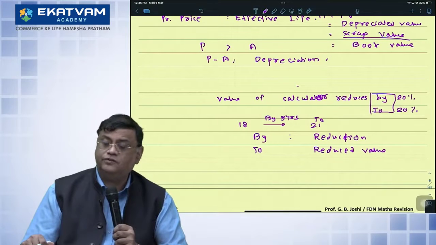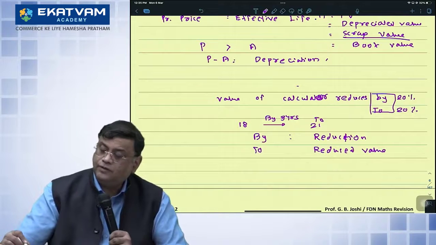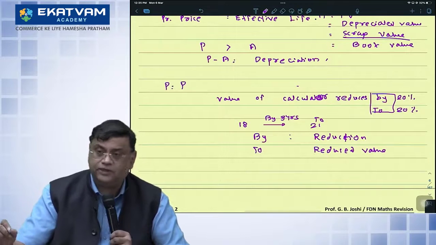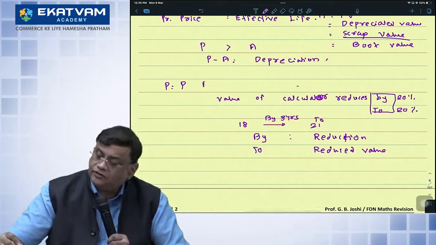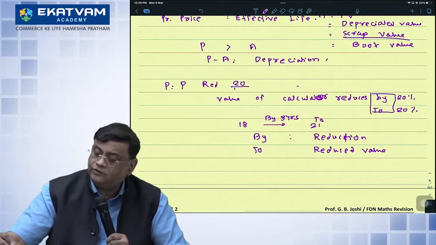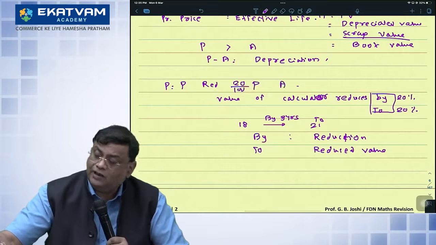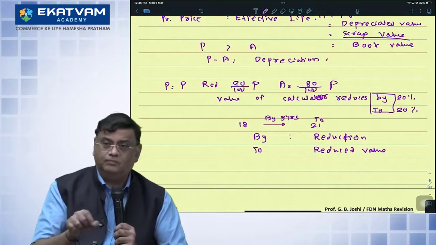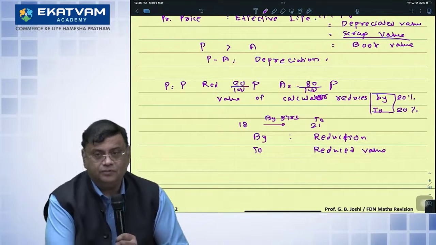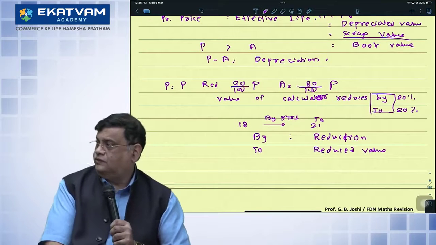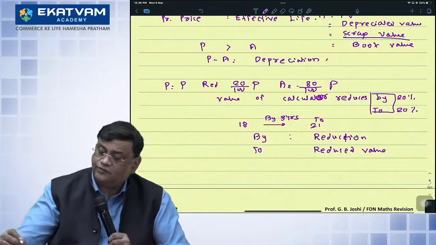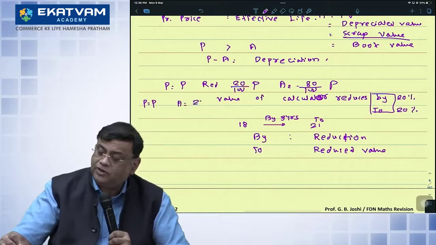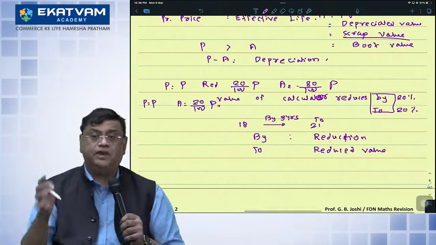So what will be the consequence? Highlight it. In the first case, P is P, and a reduction of 20% means 20% of P. So how much will be the value remaining? It will be 80% of P. Did you understand? Reduced down by 20%, so what is the remaining value? 80%. Is that clear? And in the second case, what happens? P is P. Now it goes to 20%. That means A will be equal to 20% of P. The remaining value is 20%.